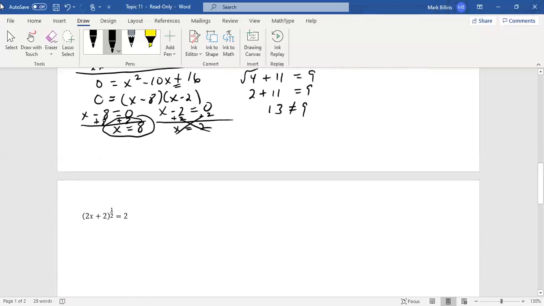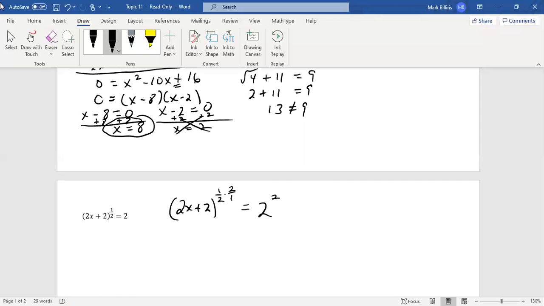Okay, now we're going to solve a problem with a rational exponent. So here we have the quantity 2x plus 2 raised to the 1/2 power equals 2. So what we need to do is get rid of that rational exponent by raising both sides to the reciprocal of that. So again, we have 2x plus 2 raised to the 1/2 power equals 2. In order to make this 2x plus 2 to the first power, not the 1/2, we need to raise it to its reciprocal, which is 2 over 1 or 2. So we're going to raise both sides to the second power.